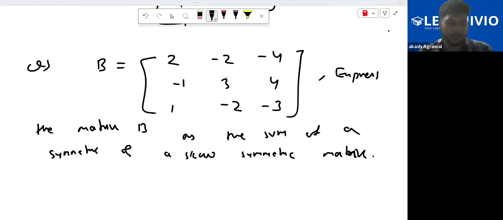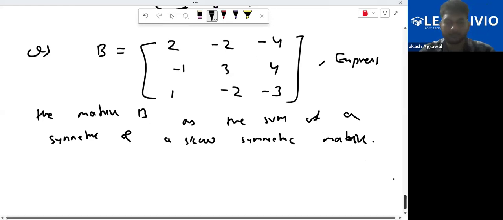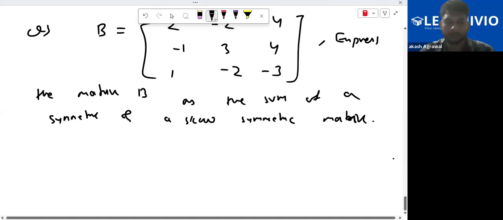Okay. Zena, what is the symmetric matrix you got? 2, minus 3 by 2, minus 3 by 2, minus 3 by 2, 3, 1, minus 3 by 2, minus 1, minus 3. That should be 1 and minus 3, the last one. Please check it. Okay. And Rishita, what about this Q symmetric matrix?